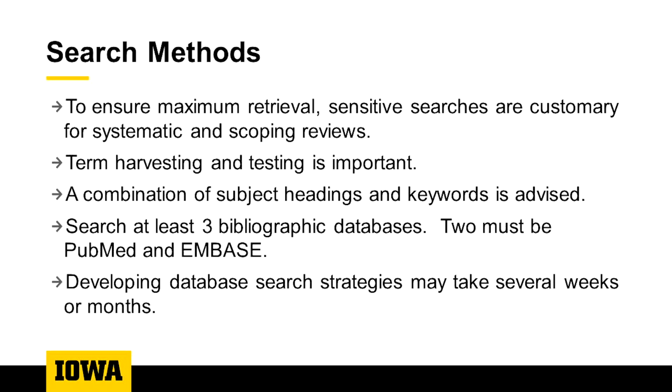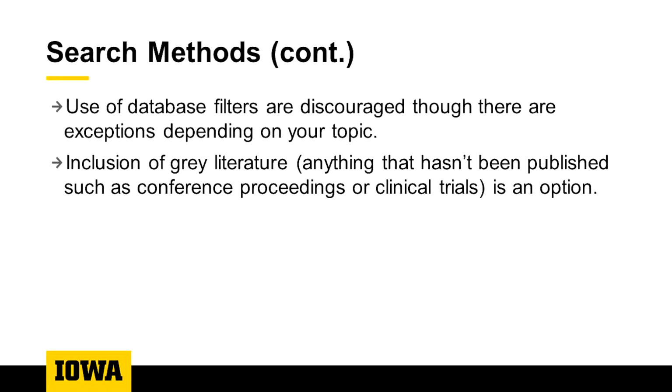So to ensure maximum retrieval, sensitive searches are customary for systematic and scoping reviews. Term harvesting and testing of terms is important. You'll want to use a combination of subject headings and keywords. You want to search at least 3 bibliographic databases, and 2 must be PubMed and Embase. Be aware that developing the database search strategies may take several weeks or months. The use of database filters is discouraged, though there are exceptions depending on your topic, and you might want to include gray literature. Again, gray literature is anything that hasn't been officially published, such as conference proceedings or clinical trials.